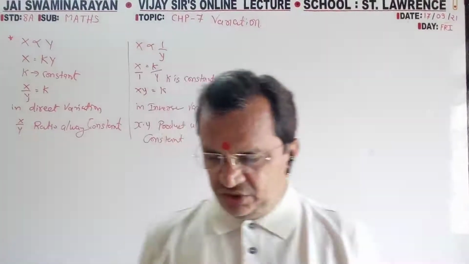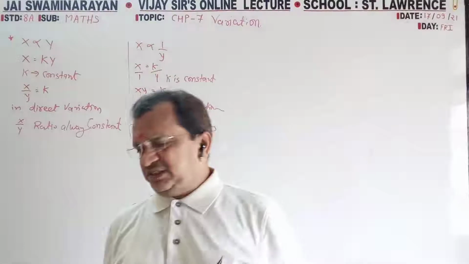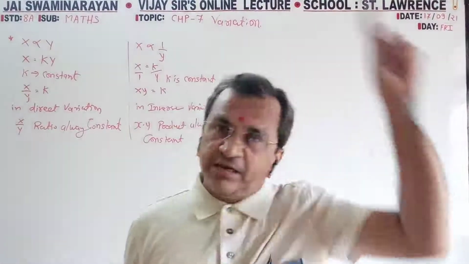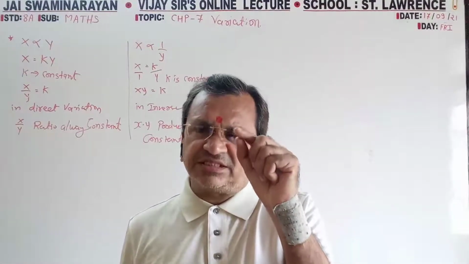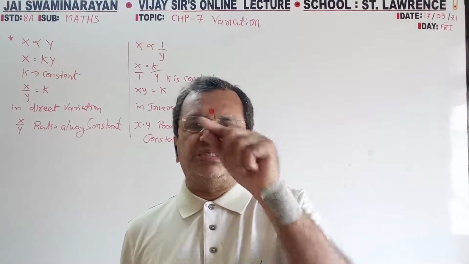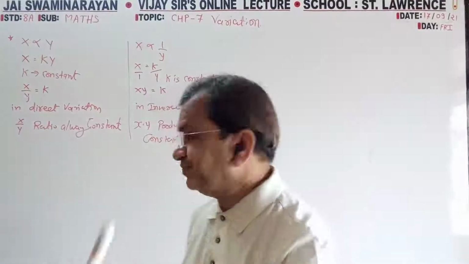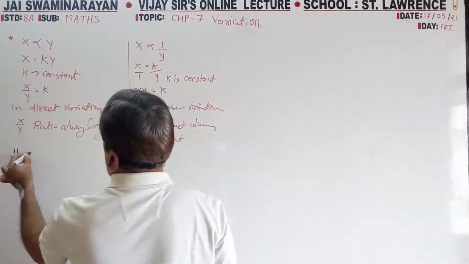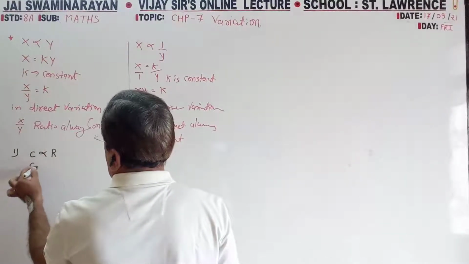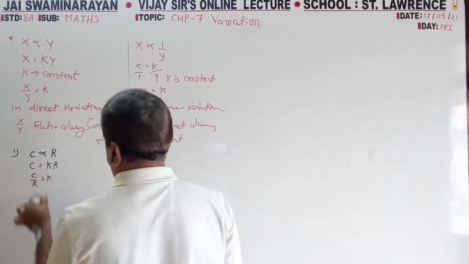Following statements using symbols. See, C is the circumference and R is the radius. More the radius, more the circumference. Less the radius, less the circumference. Like that. So first, circumference is directly proportional to the radius. C is equal to kR. C by R is equal to k.